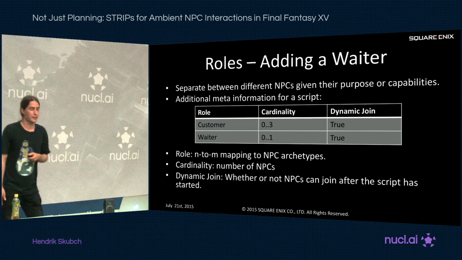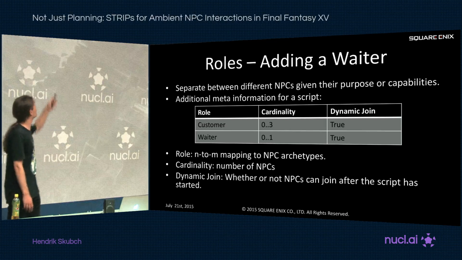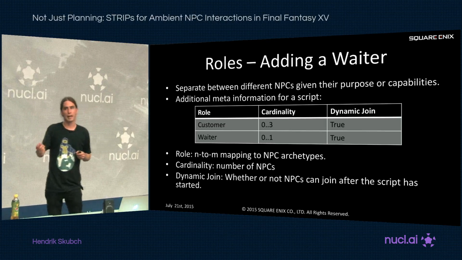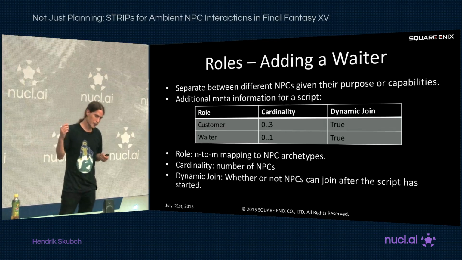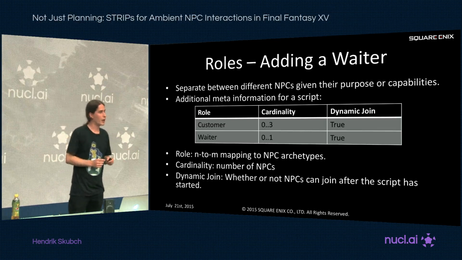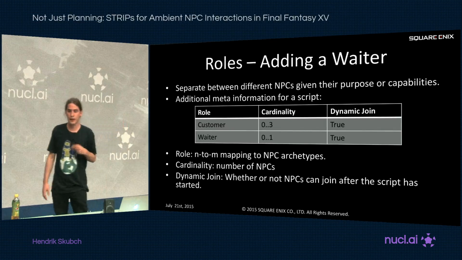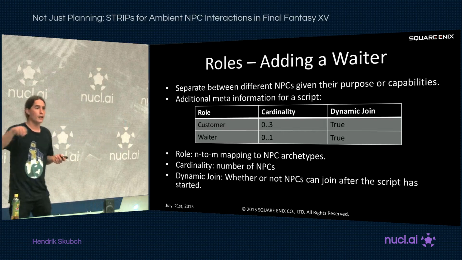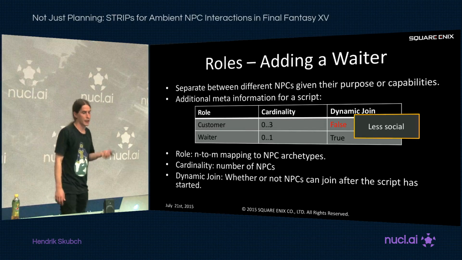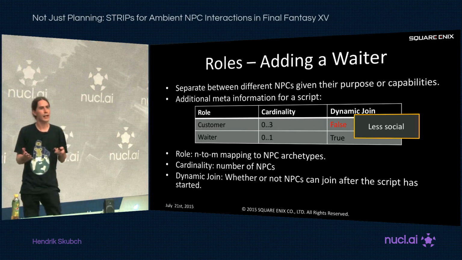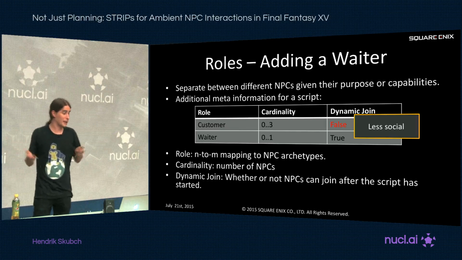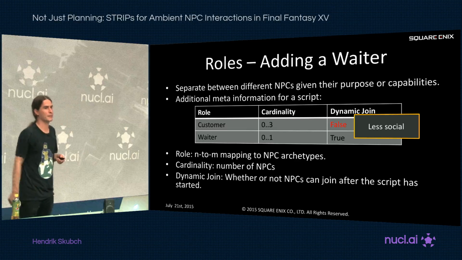That's okay. In this third column here, dynamic join, that's just a little flag to say, can NPCs join that script, that row, on the fly while it's running? So the little scene we just had, in the previous video, the third guy joined the script dynamically. And sometimes we don't want that. If we set that to false, we actually would express a culture that's a little bit less social. Like, people will never join other people at a table. So we have a little bit of expressiveness here.